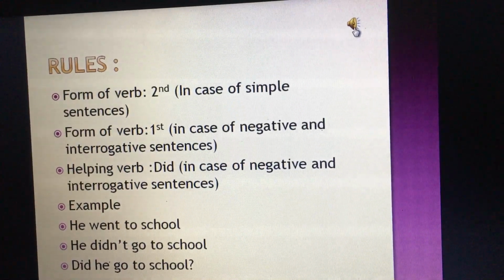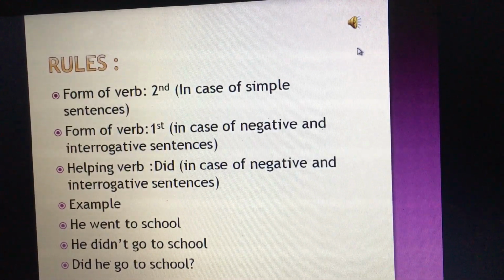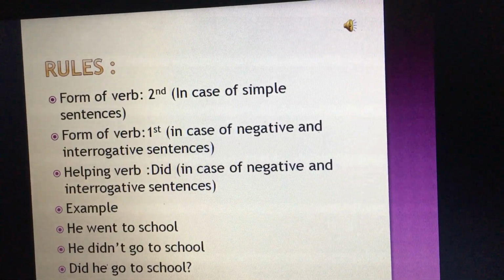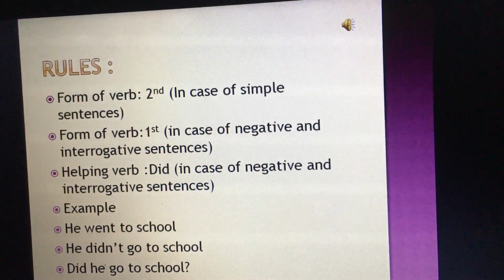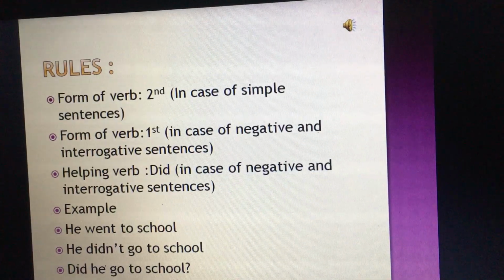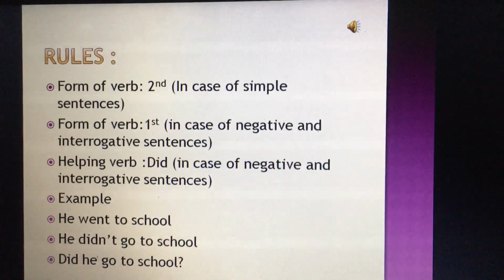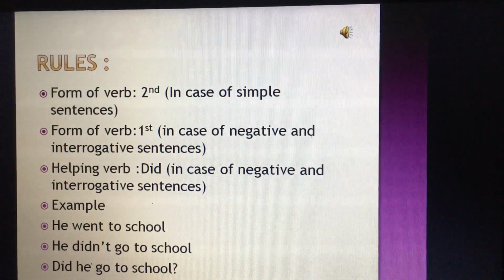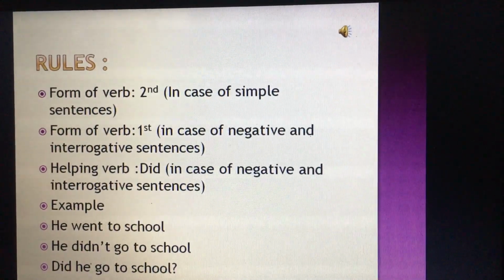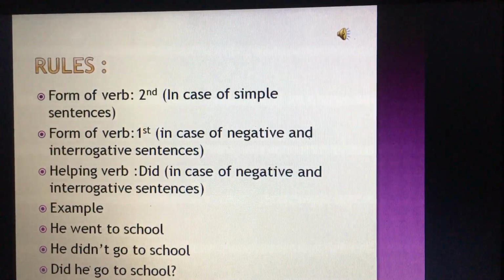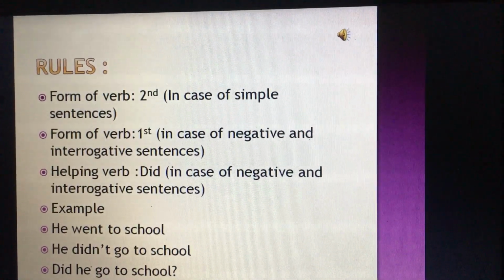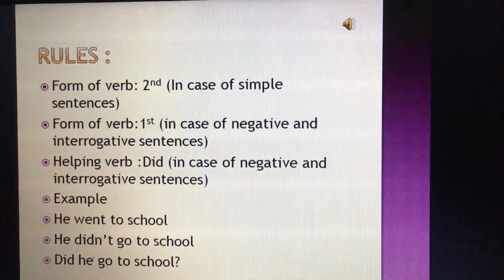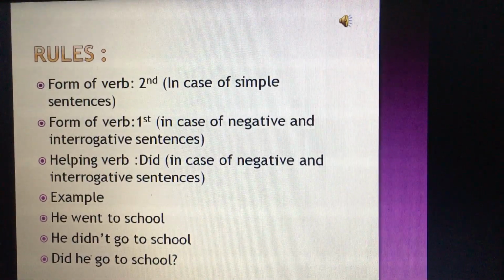interrogative sentences. For example, if I say he went to school, this is a simple sentence. But when I say he didn't go to school, with did we will use the first form of verb, that is go. If I say did he go to school, it is a question form. So in the question form we will use did and we will use the first form of verb.